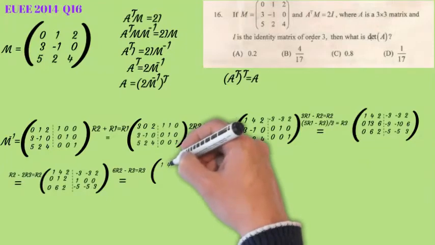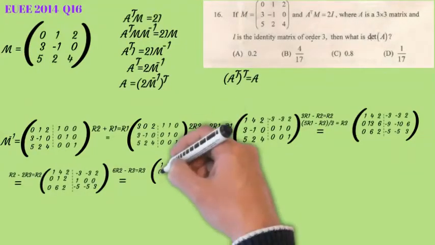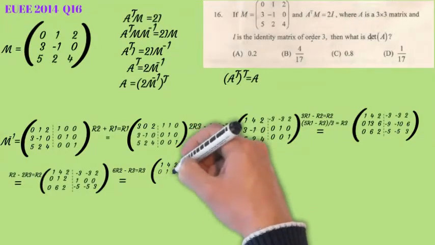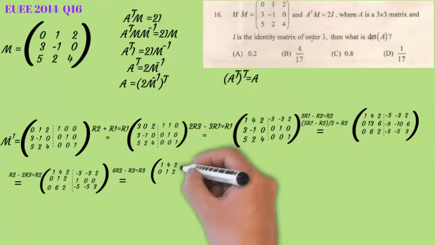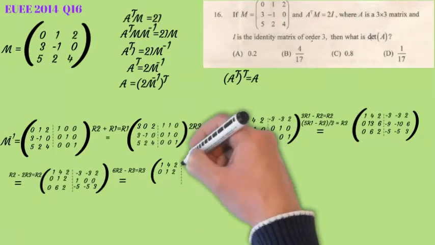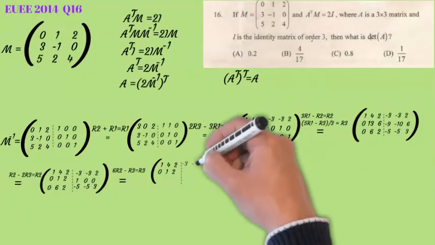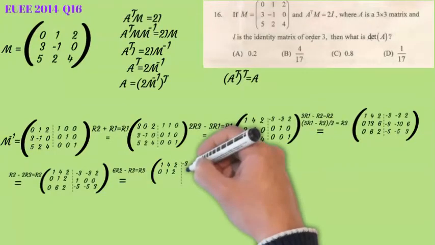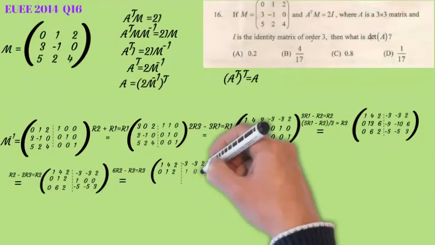Right now we are replacing row 3 by multiplying row 2 by 6 and then subtracting row 3. So that means we're not touching row 1 and 2. We keep them as they are.